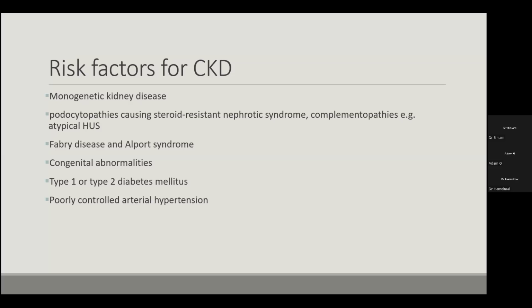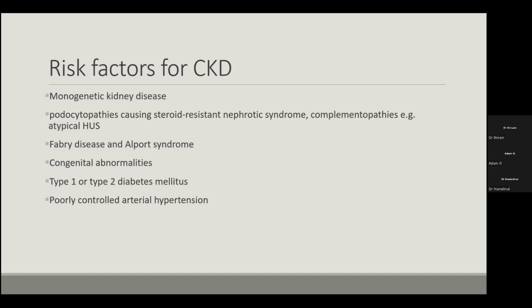Genetic disease like Alport syndrome, congenital abnormalities, especially reflux disease, should be looked for in patients who develop CKD at an early age. Type 1 or type 2 diabetes: not all patients with diabetes develop CKD. Of the patients with diabetes, 30 to 40% develop chronic kidney disease. So that's a large number. So diabetic patients should be screened and followed because, like I said, 30 to 40% will develop CKD during their lifetime. Poorly controlled hypertension, of course, is a problem in our setting.